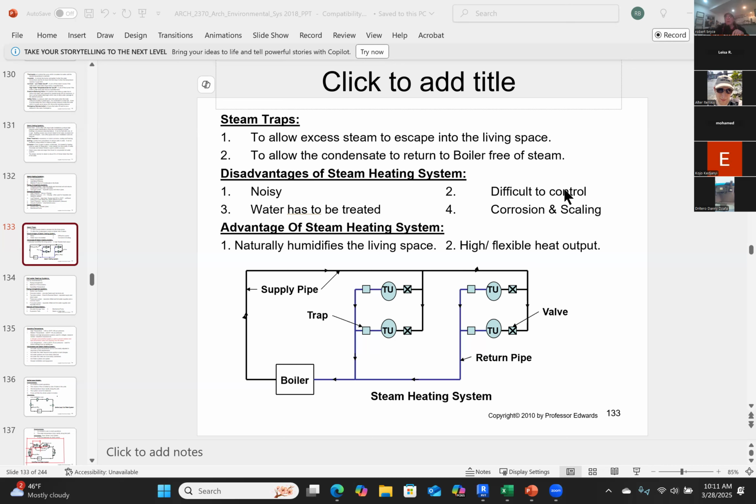It's also kind of difficult to control. It's basically on or off. You don't set the temperature of the steam. The steam is steam and water is water. So you're using it on or off. You're saying, yes, I want some steam to be supplied to this terminal unit, or with the valve turned off, you don't want it.